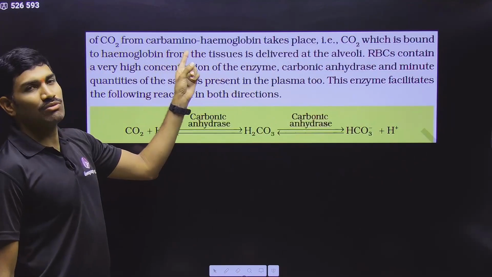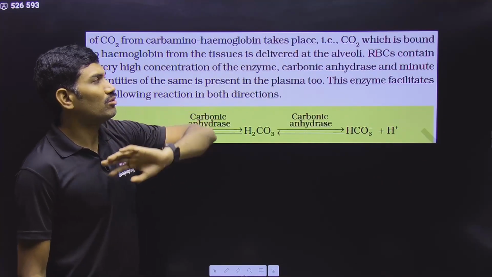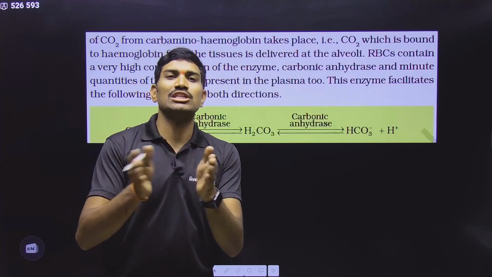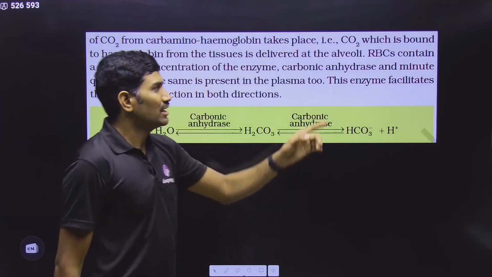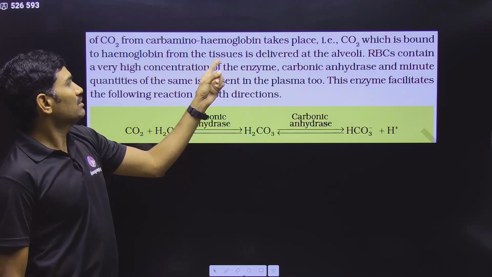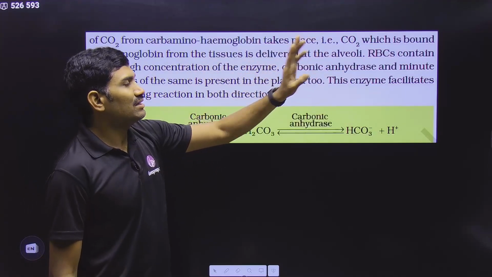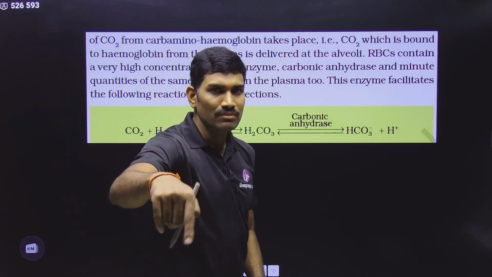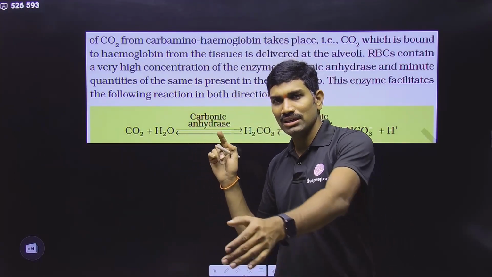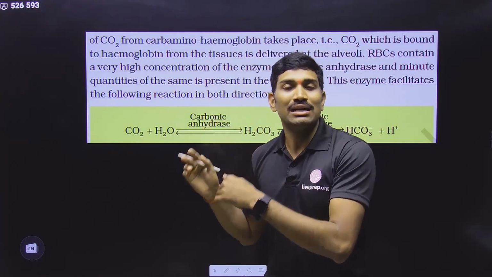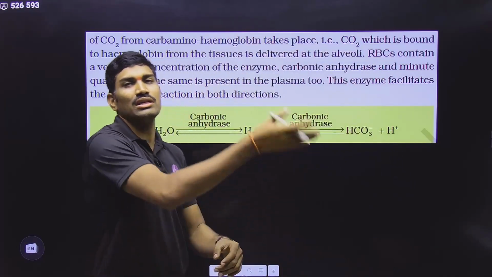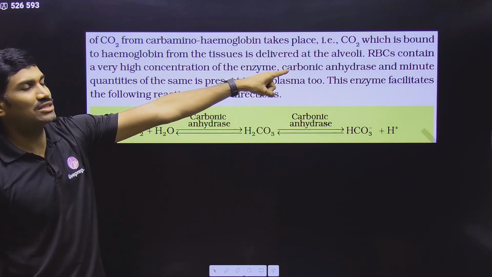Then what are we observing? Dissociation of CO2 from the carbaminohemoglobin takes place. That means at the level of alveoli, CO2 is detached, dissociated from hemoglobin. That is, CO2 which is bound to hemoglobin from the tissues is delivered at the alveoli. At the level of tissue, CO2 is attached to hemoglobin, and until the alveoli it is carried along with hemoglobin. But at the alveoli, the CO2 is detached from hemoglobin so that it can easily go into the alveoli. That's what they are saying.